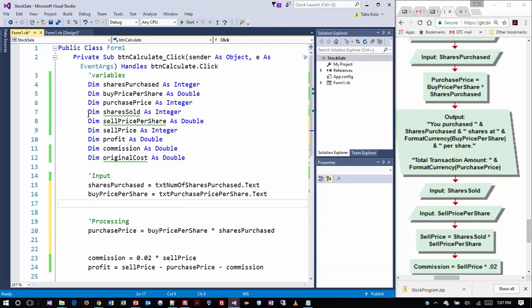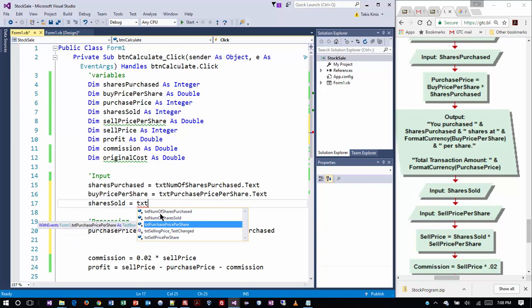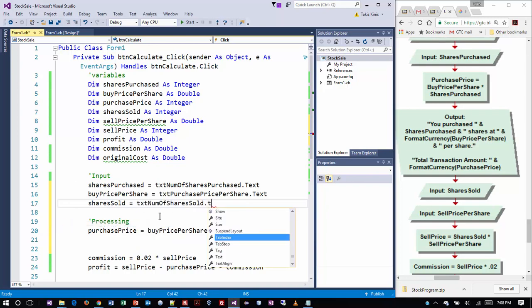I'm also going to do the same thing with the number of shares sold. So really, it's kind of the same thing that we just did. So the shares sold, copy, paste it into the input section, and then we're going to pull from the text box num of shares sold dot text.